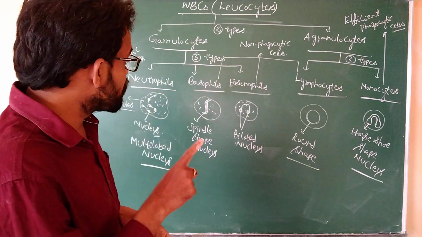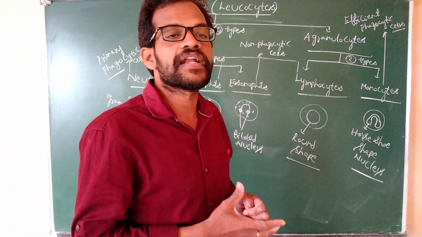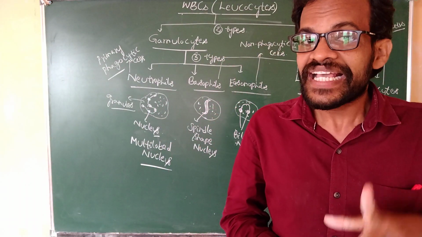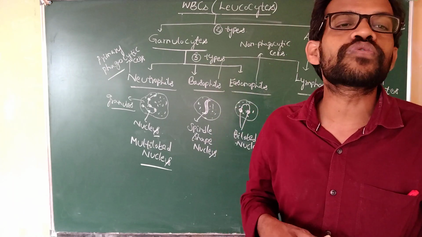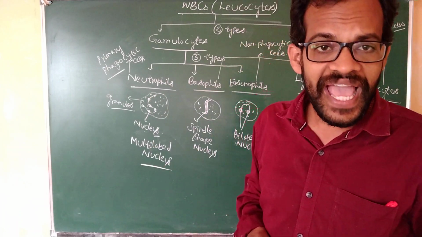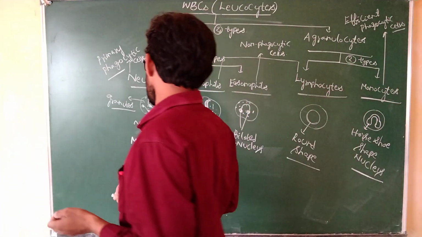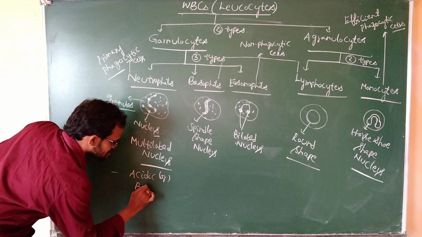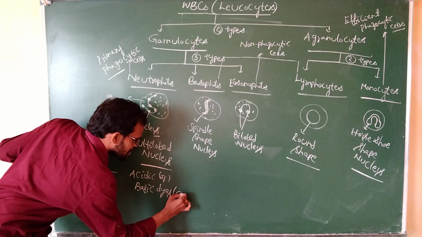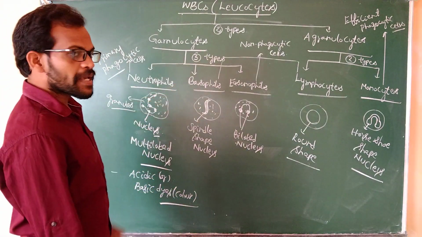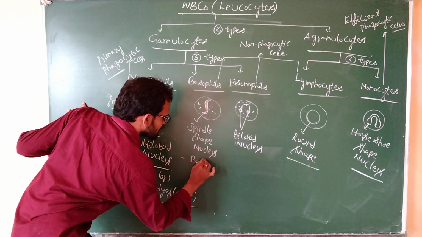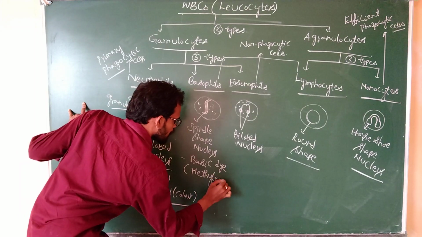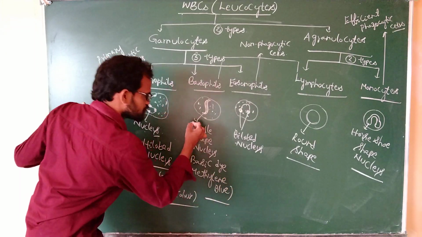If you observe the neutrophils, basophils or eosinophils, how can you identify the nucleus? You can add any stain, any color, any dye, and observe the nucleus conditions. You can add either an acidic dye or a basic dye. Dyes means colors. For example, for basophils you can add the basic dye. What is the basic dye? Methylene blue.